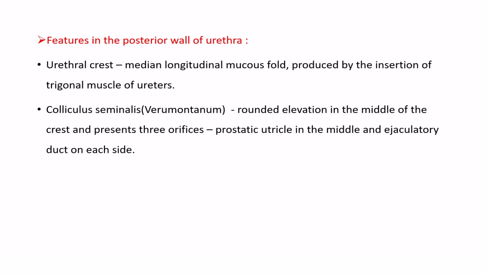Colliculus seminalis, otherwise called verumontanum. It is a rounded elevation at the middle of the crest and presents three orifices: the prostatic utricle in the middle, which I have shown in the earlier diagram, and an ejaculatory duct on each side of the utricle.